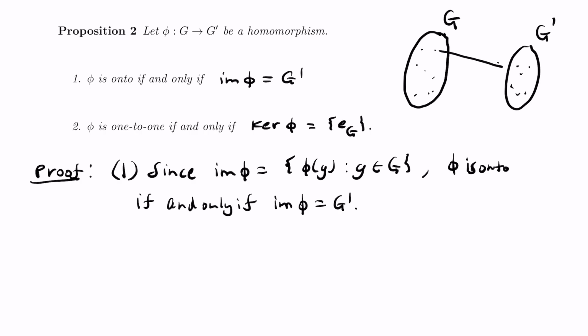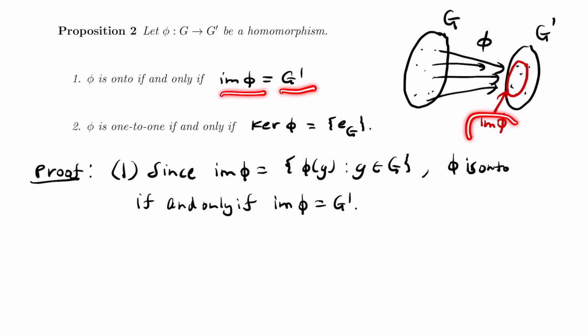Phi is a function that takes points from G to G prime. Now the thing is, it's possible that phi doesn't map your picture from G onto all of G prime. It could be, in general, that phi only maps to a little piece here, which is called the image of phi. But if the image of phi and G prime are the same, then you've hit everything in G prime, and so you are onto. So that's the idea behind that piece.